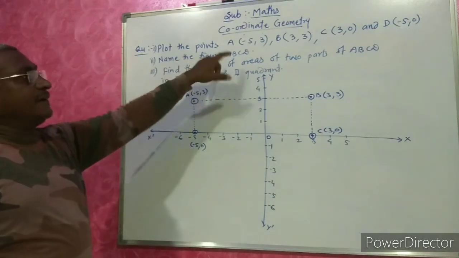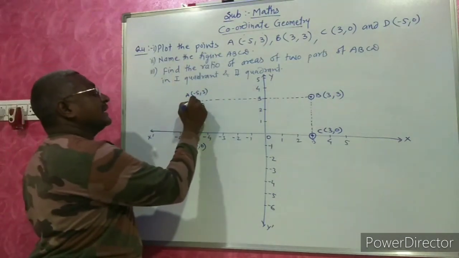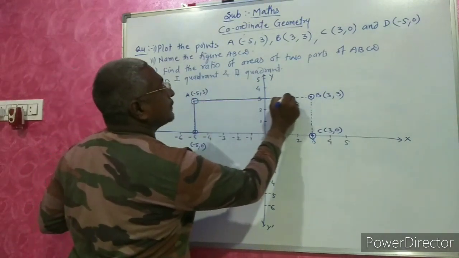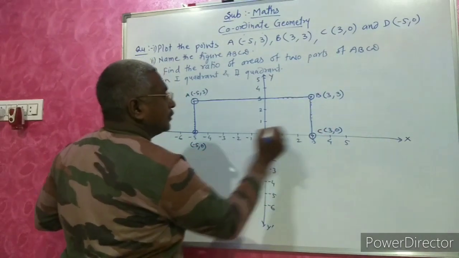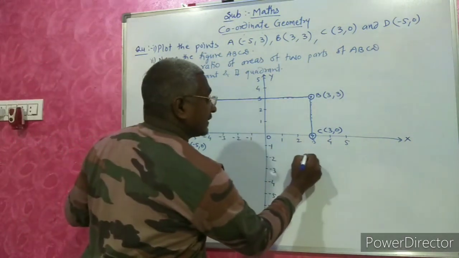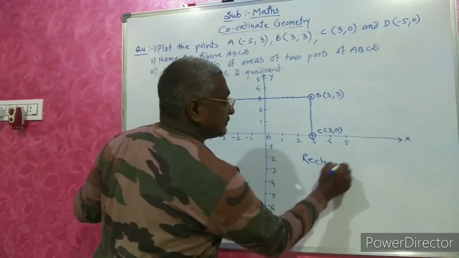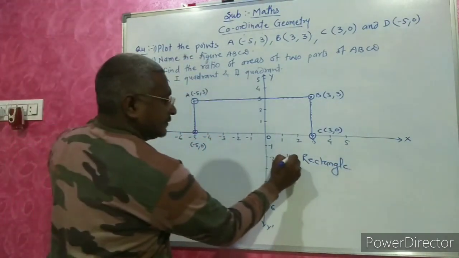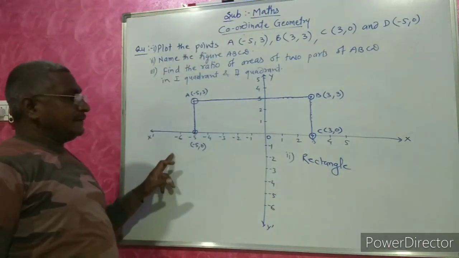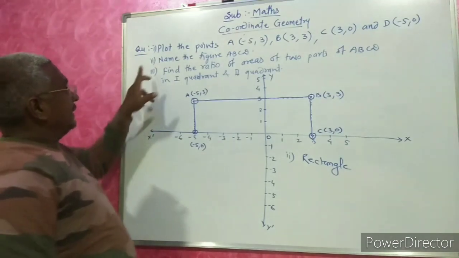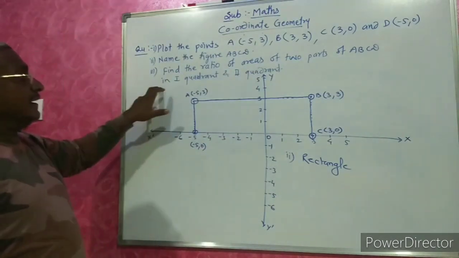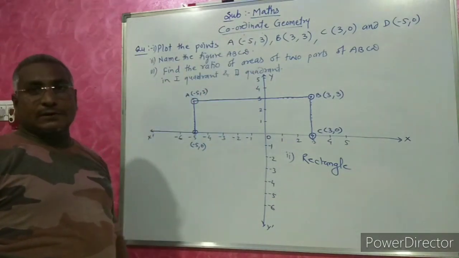Now, name the figure ABCD. What is the name of this figure? We have to join these four points. What type of figure are you getting? It is a rectangle. So the figure ABCD is a rectangle.